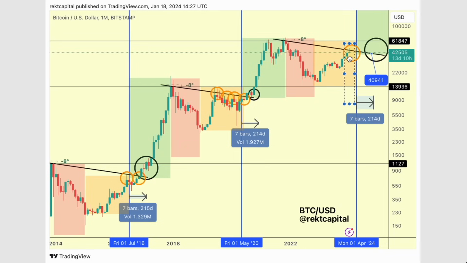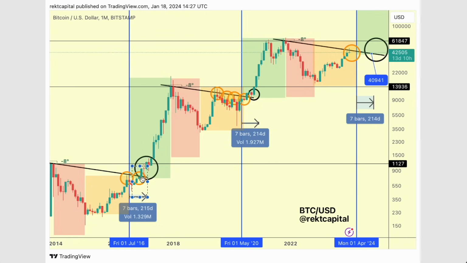Very interesting that that's happening, but generally speaking, we tend to see rejection from this macro diagonal trend line in the pre-halving months. So even in the pre-halving year, but also in the halving year before the halving. And you can see that as well in 2016, rejection just before the halving.